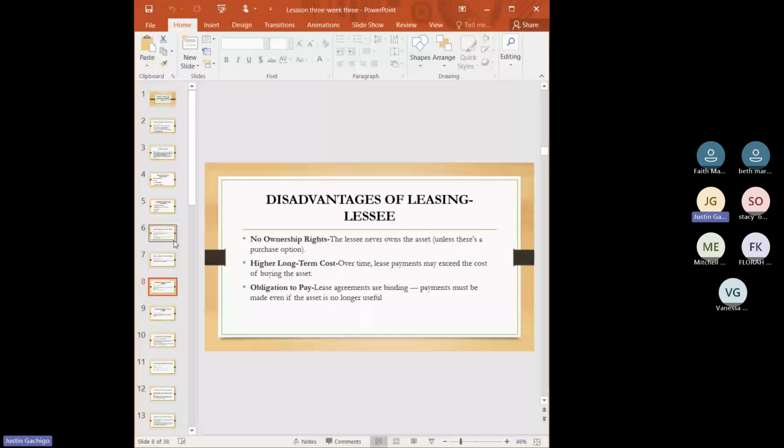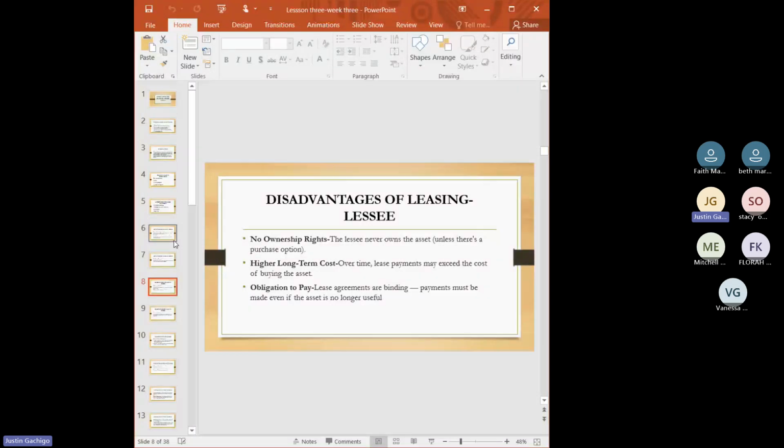Higher long-term cost. Over time, lease payments may exceed the cost of buying the asset. So sometimes you find that if it's a motor vehicle, for example, you have hired a motor vehicle for, let's say, 1 year, and you are paying, let's say, 2,000 shillings or 3,000 shillings per day. If you do the maths correctly, you may find that the cost of hiring is higher than the cost of buying that particular asset. And that's why, as an accountant, you have to figure out this kind of capital decisions.